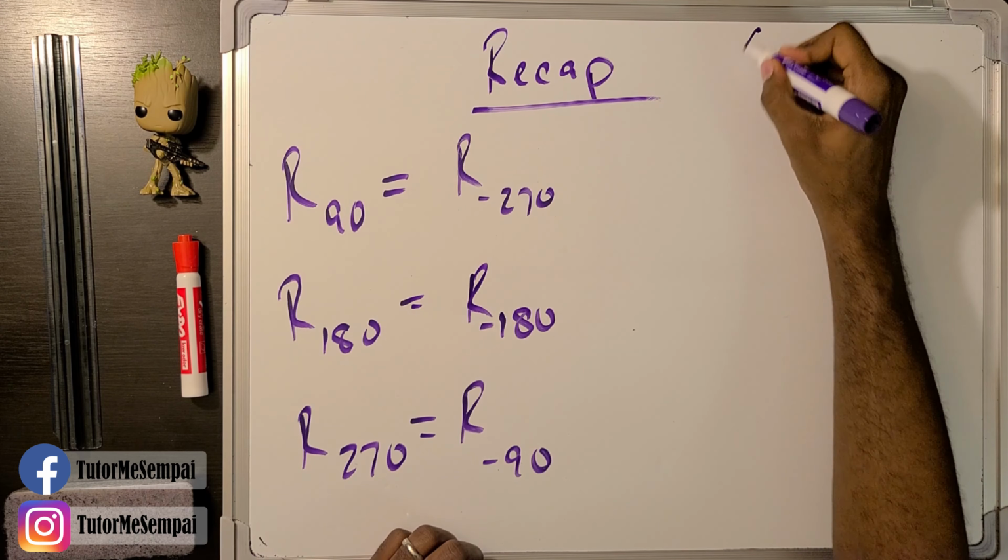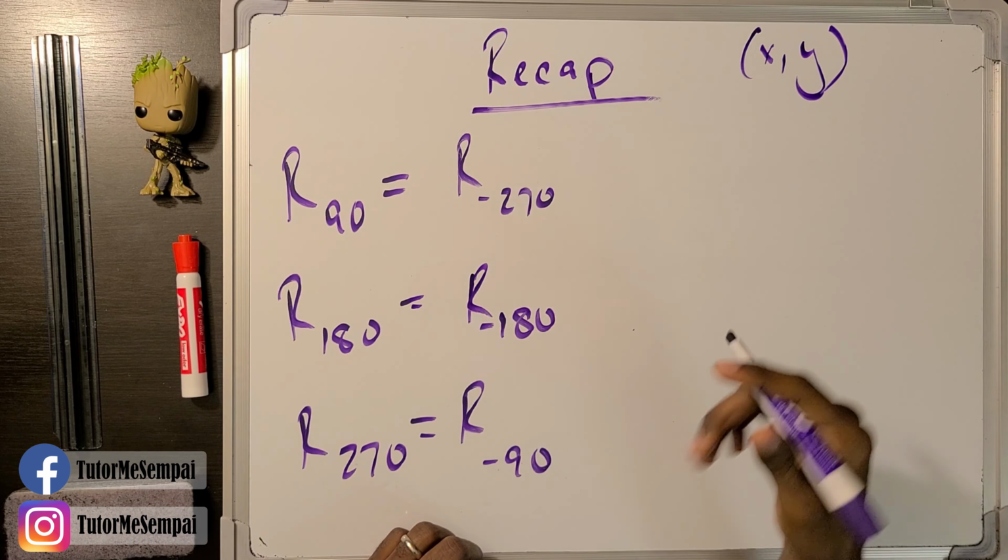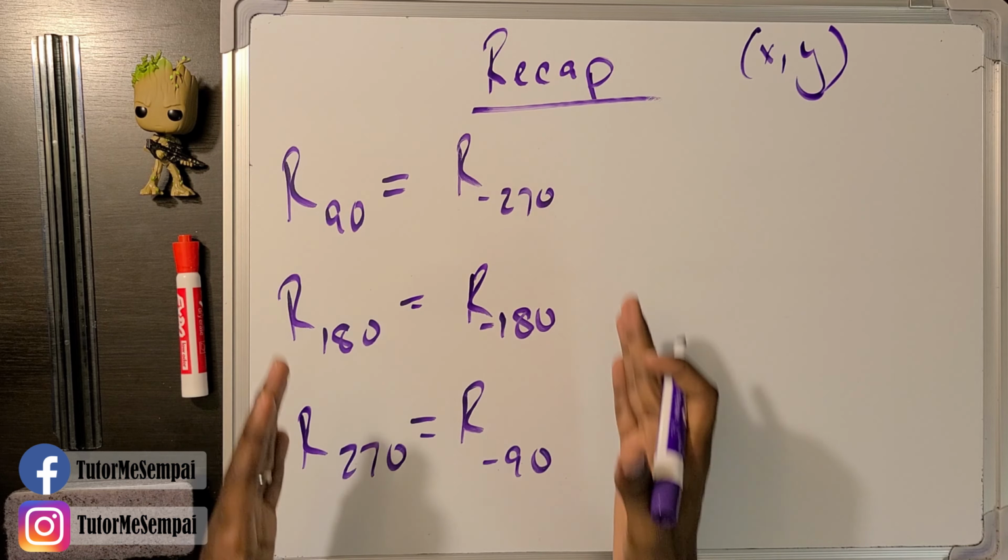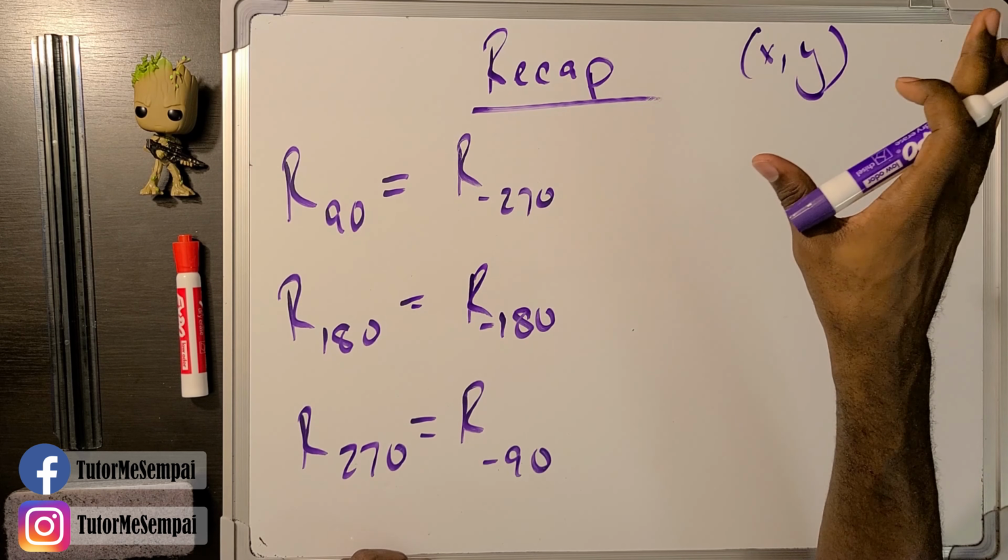So assuming you're starting at the point (x, y), we also discussed a shortcut that told us how each and every one of these rotations was going to affect this point.